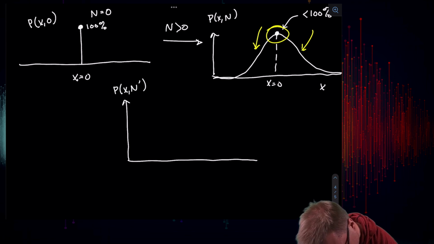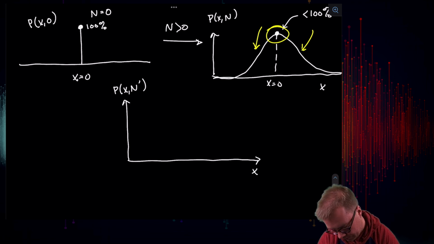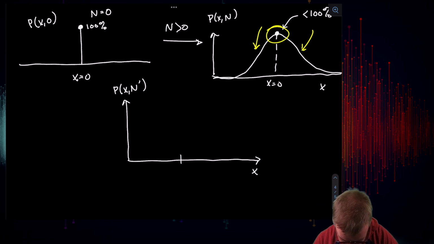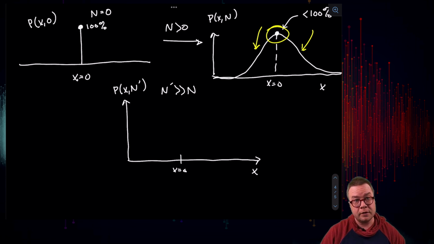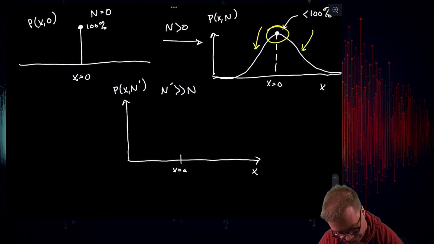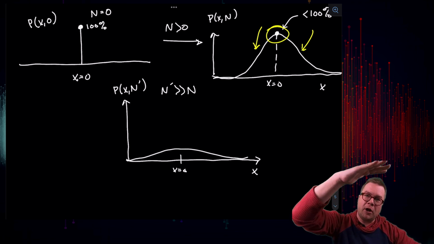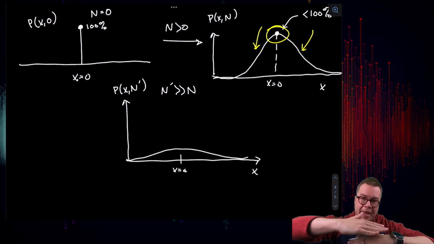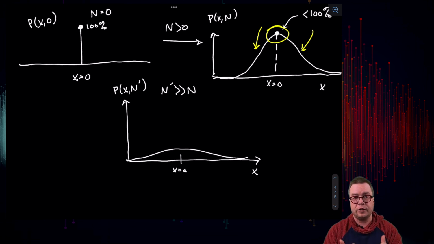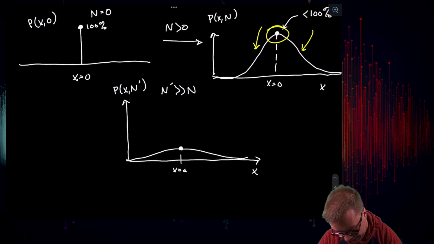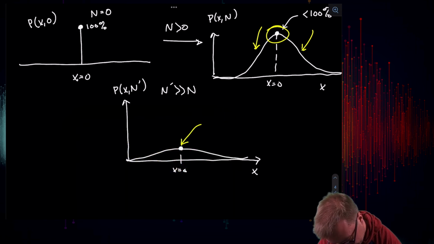Okay, so x and n prime, let's say, and look at the probability that you'll be at a certain position. So let's say that this is x equals 0, and let's say that this number of steps is much, much bigger than the ones that we took above. In other words, we've taken more steps. What does our probability distribution look like? It starts to get smaller, so it squashes down in terms of its magnitude, and then it spreads out to the side. So the probability of you being farther away from the origin increases. Your probability of being at the origin is still the highest, but this is less than 100%.